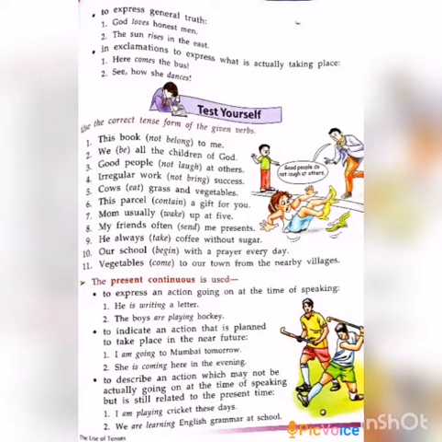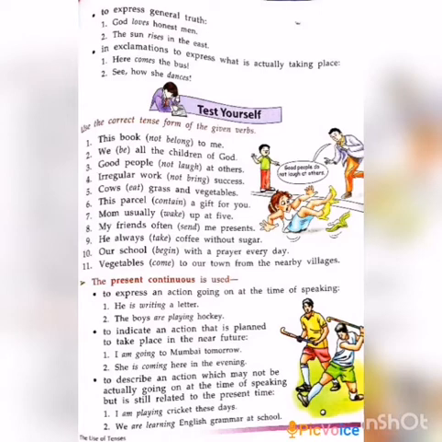Page number 67. At the end of page number 66, they gave all the tenses we are going to learn about in detail. The first one, the present indefinite, is used to express a habitual action. See the example: my watch keeps good time, I get up early in the morning. These all are known as habitual actions. On page number 67, to express a general truth: God loves honest men, the sun rises in the east. This is a general truth, it never changes, like a cow gives us milk.